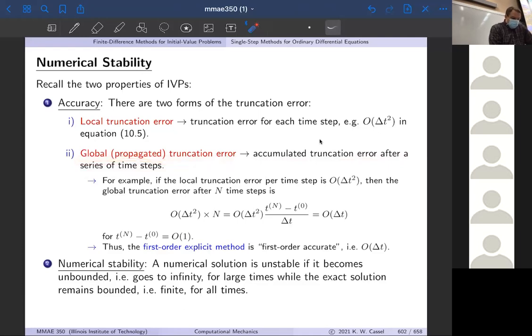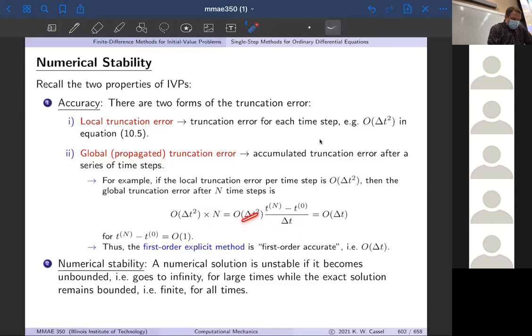Well, let's say we have a local truncation error of order delta t squared, as we do here. And then we'll take capital N time steps. And again, capital N could be 100, could be 1,000, whatever. We're just taking a whole bunch of time steps. So that's order delta t squared times, well, what's N? N is going to be the total time from t0, the initial time, to Tn, divided by the time step. That'll give us the number of time steps that are taken.